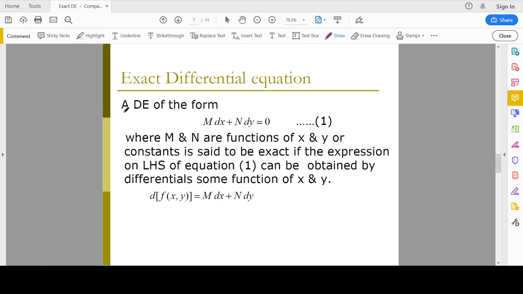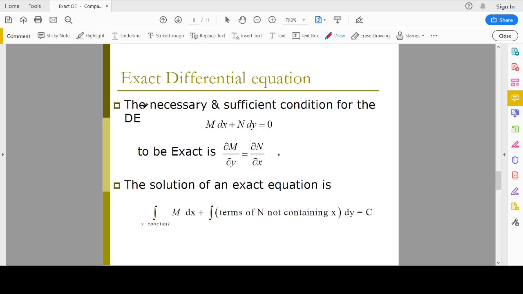Exact differential equation. A differential equation in the form of M dx plus N dy equal to 0, where M and N are the functions of x and y or constant values. The necessary and sufficient condition for M dx plus N dy equal to 0 to be exact is del M by del y equal to del N by del x. This is the exactness condition.